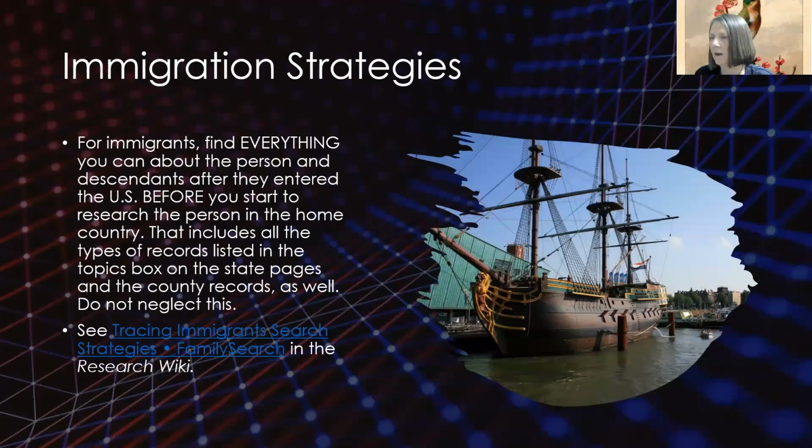Now, no matter what time period you're looking at, you're going to be looking for an immigrant, unless you're of Native American ancestry. So for immigrants, this goes across the board for all immigrants. Find everything you can about the person and their descendants after they entered the United States. And you do that before you start researching the person in the home country. Get everything, because you will find it 10 times easier if you know as much about that person here before you get started trying to look in another country, because that's a whole another ball of wax.